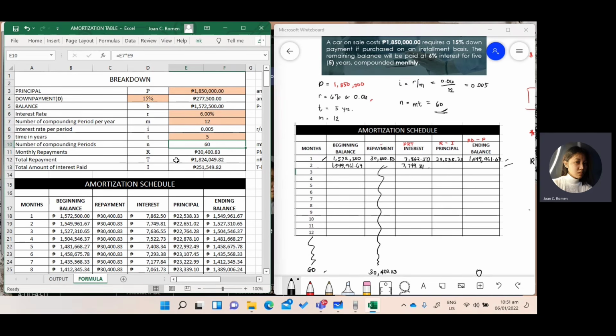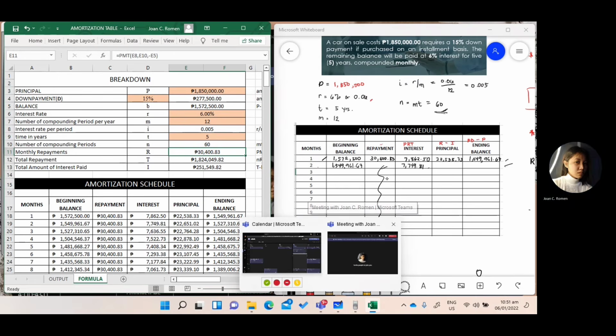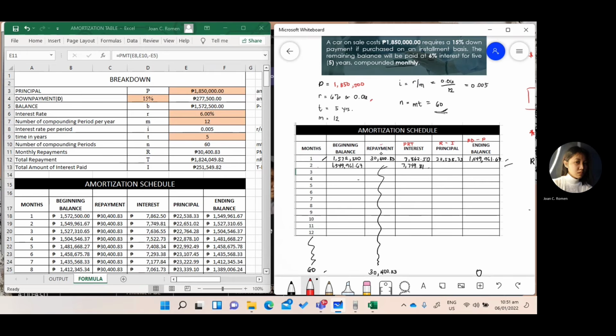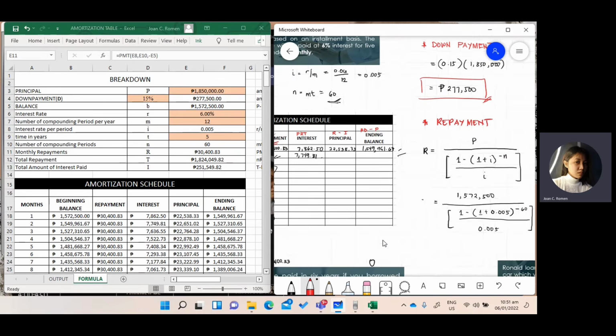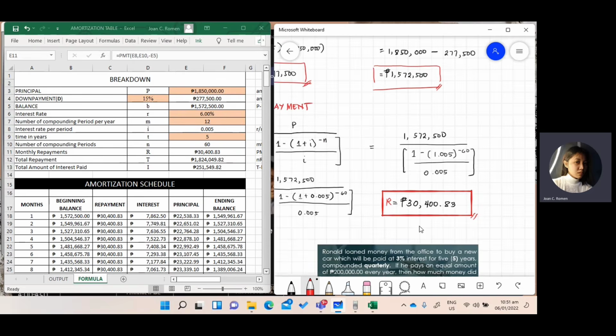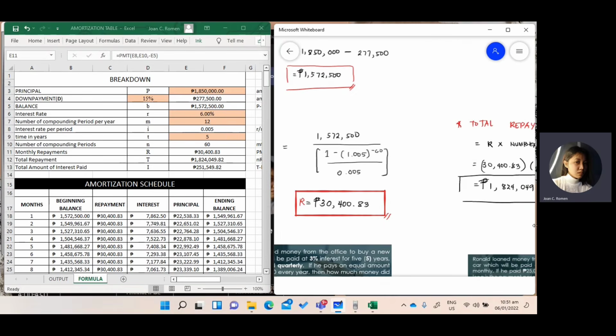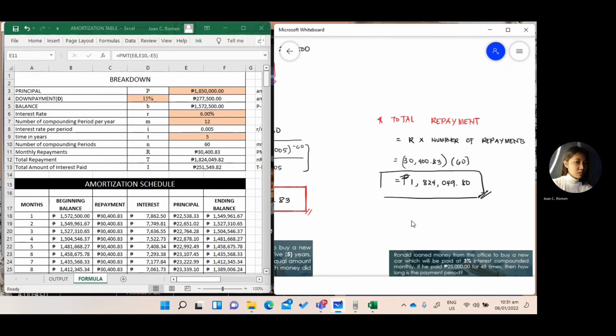Okay, and then next, the monthly repayments, yung nakuha natin kanina, which is 30,400.83. Ayan. So, same lang. Okay? And then the total repayment, 1,824,049.82. So, yun din naman yung nakuha natin kanina, pero meron tayong discrepancy kasi nga po yung rounded off na value yung ginamit natin. Pero, tatanggapin pa rin naman.